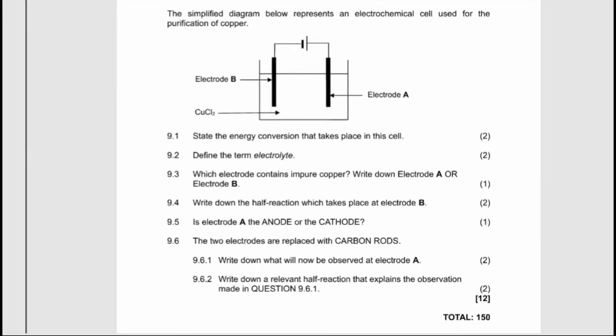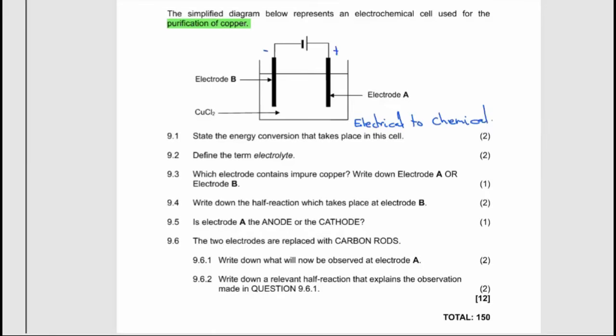Then to proceed to question 9, it says the simplified diagram below represents an electrochemical cell used for the purification of copper. So we're purifying copper. According to this, let me label these terminals. The longer line is going to be my positive, and this shorter one is going to be my negative, right? Now, state the energy conversion that takes place in this cell. The energy conversion there is from electrical energy to chemical, so electrical to chemical. That's my energy conversion.